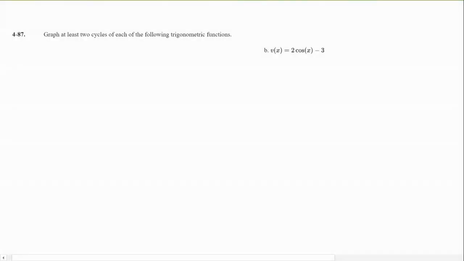Here I'm asked to graph at least 2 cycles of the following trig functions. I'm skipping a. I think a was probably a tangent function, which I'm not as focused on this year. So for this one here, I'm really just focused on my cosine function.